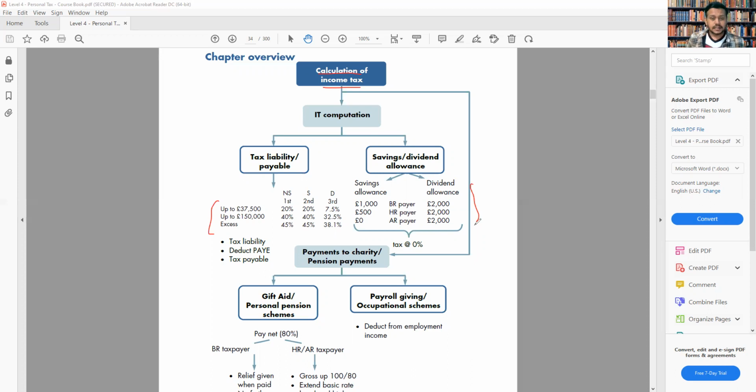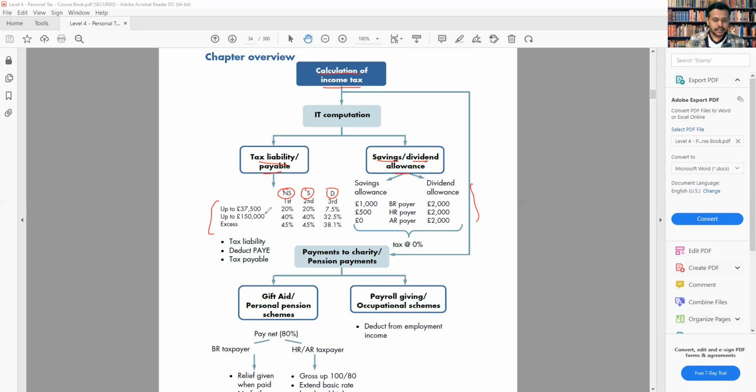Okay, so income tax computation, tax liability and tax payable, savings and dividend allowance. So let's have a look. The first thing you have to remember is that we have non-savings, we have savings, and we have dividend.